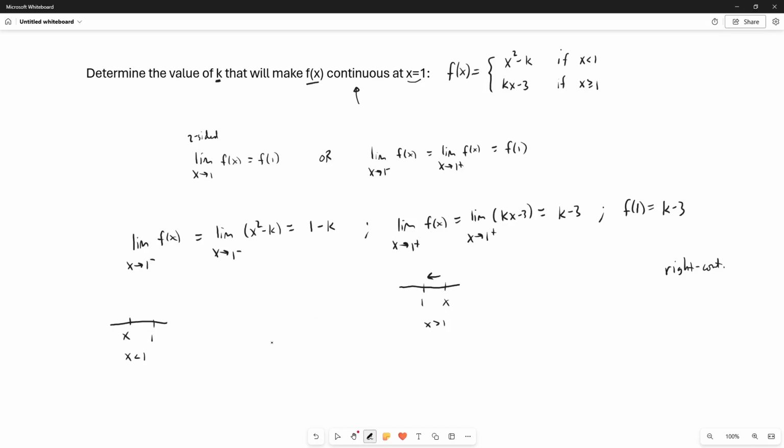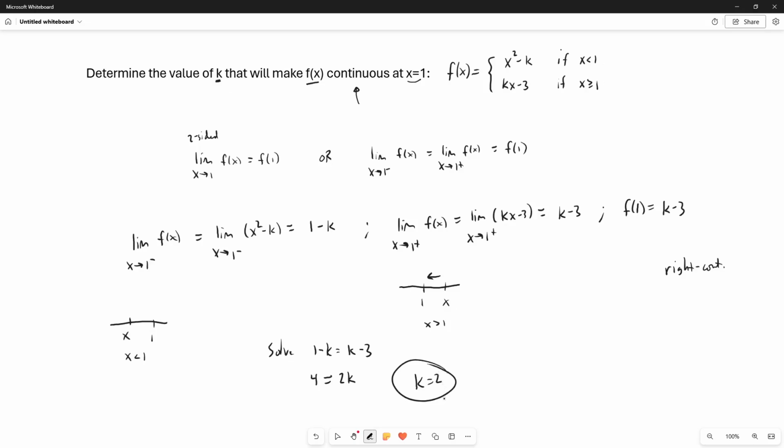So we just set up the equation 1 minus k is equal to k minus 3. And we solve for k. So here I think I'll add k to both sides and add 3 to both sides. If we add 3 to both sides, this 1 will become a 4. And this 3 will disappear. Adding k to both sides, this k will disappear. And we'll get k plus k is 2k. So 2k equals 4, divide by 2, and we get k equals 2.